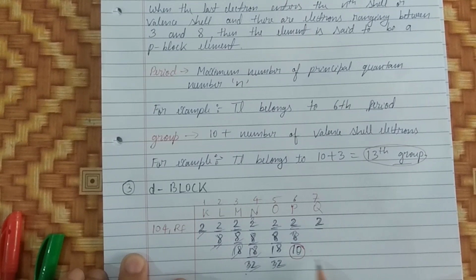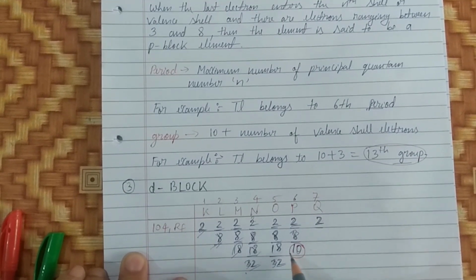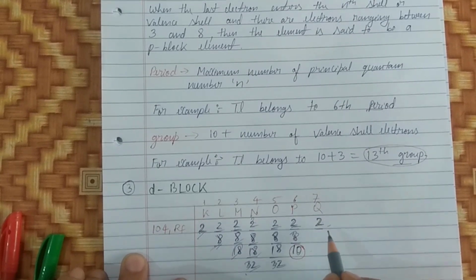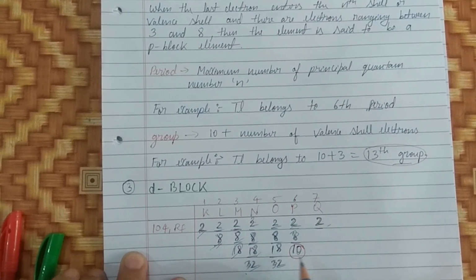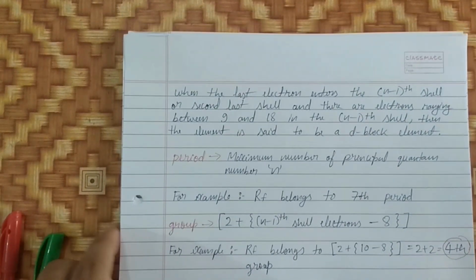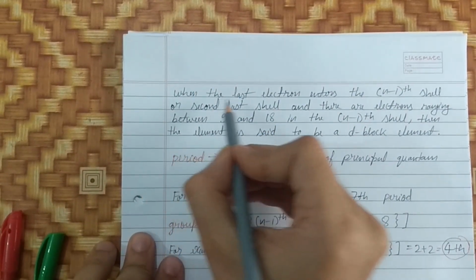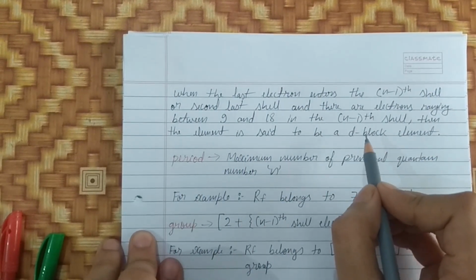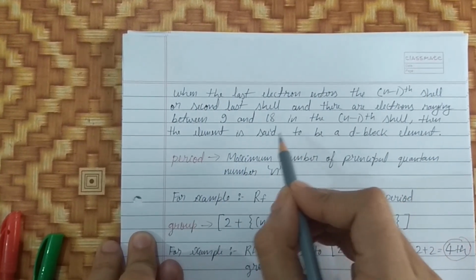So in this case, the last electron enters the n-1 shell. If this is the nth shell, this is the n-1th shell. So the last electron enters the n-1th shell. So in such cases where the last electron enters the n-1th shell, and the electrons range between 9 to 18.